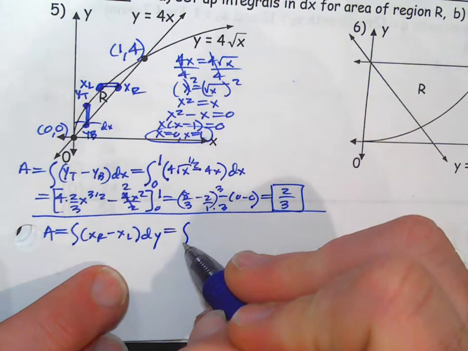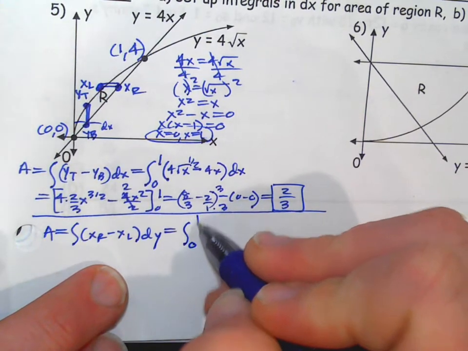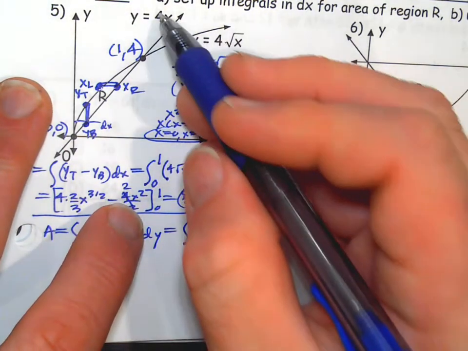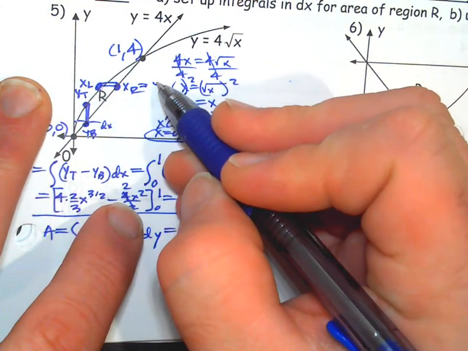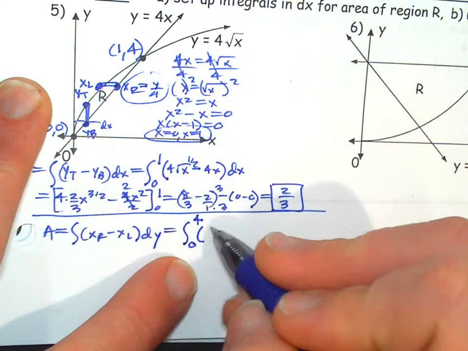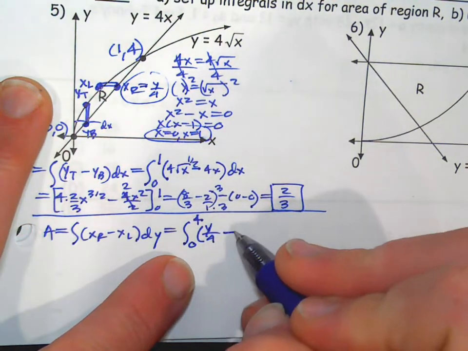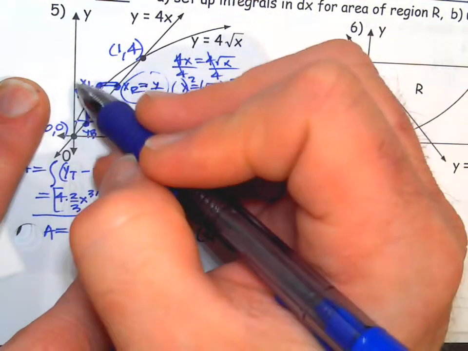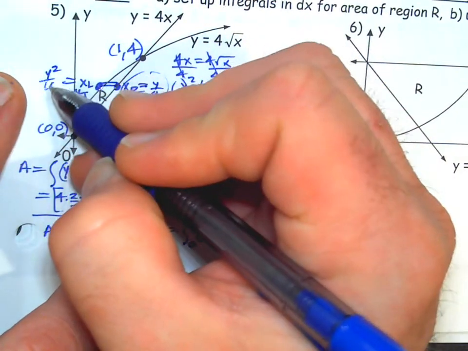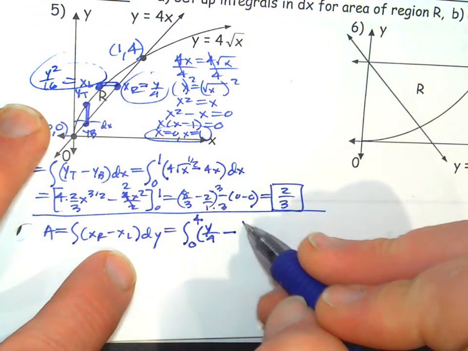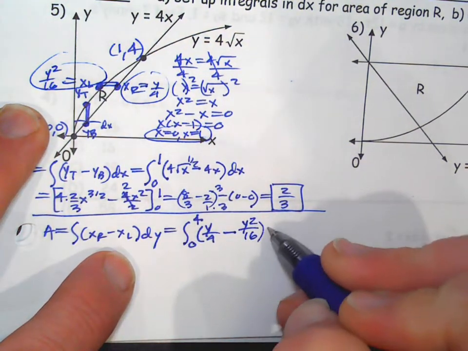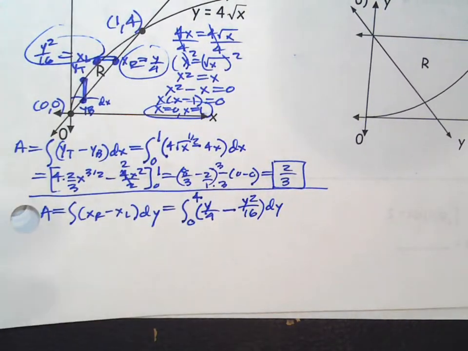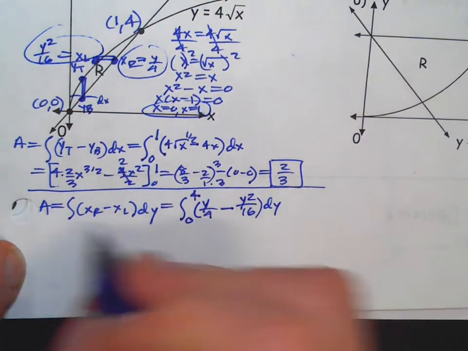So we're going to go in the y direction, bottom y is 0, top y is 4. We need to write x right in terms of y, and that came from right here. X right is y over 4. And then x left comes from this guy. That's going to be y squared over 16. On the test, I'm going to make you do it one way or the other. This is just your chance to practice both and make sure you're really good at both of them, no matter what.